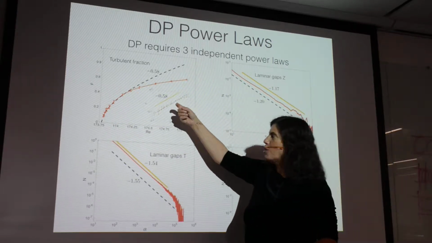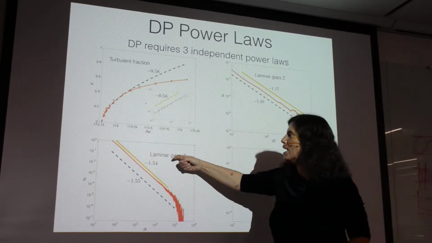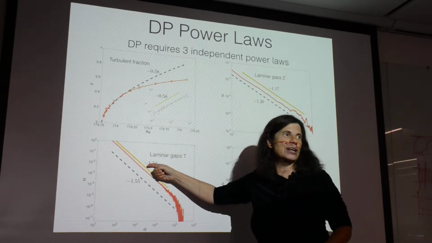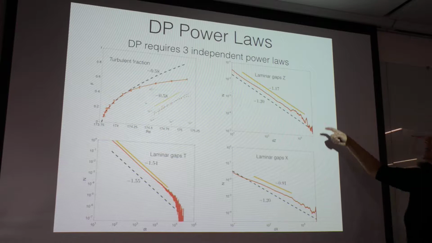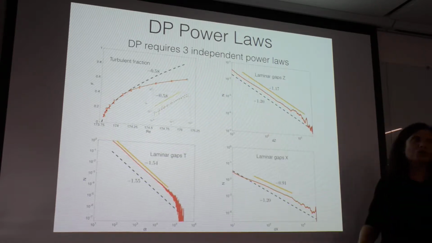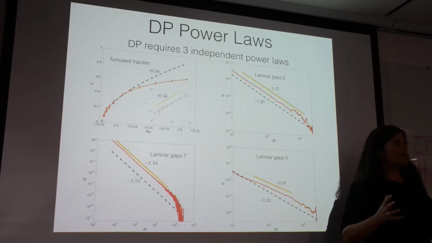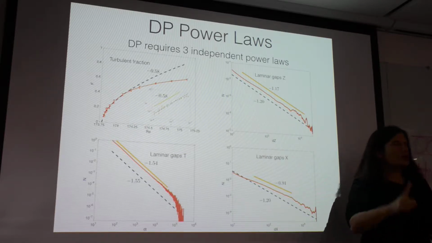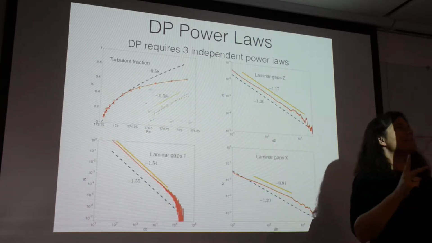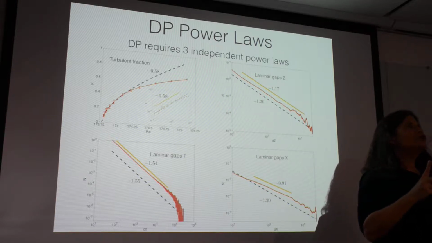We have the turbulent fraction. We also have the laminar gaps in time that match their exponent, the predicted exponents. And we have the laminar gaps in space, which do and don't. Remember, our system is two-dimensional, and it's not. They make predictions in one space dimension and two space dimensions. But our two space dimensions are different.